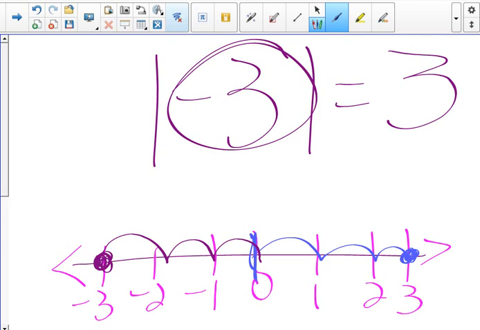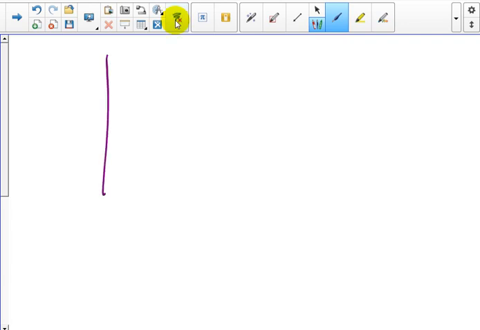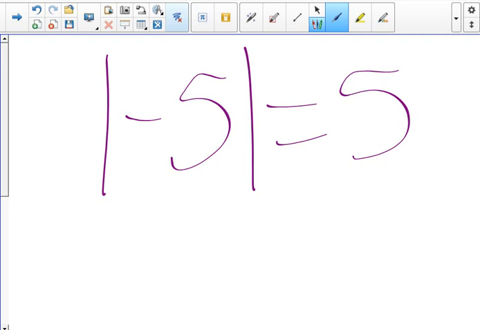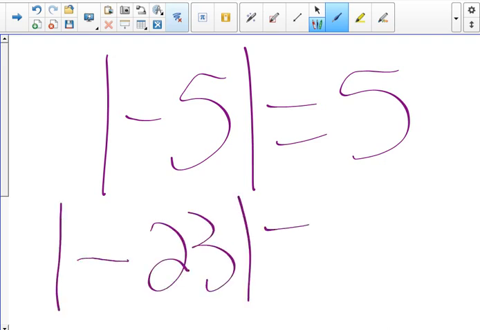Some teachers may have taught you, when you were first learning it, that if there's a negative sign in there, just strip the sign. But you need to understand why you're stripping the sign. It's the measure of that number to 0. So the absolute value of -5 would be what? 5 units. And if I had the absolute value of -23, what would that be? 23. It's 23 units from 0.